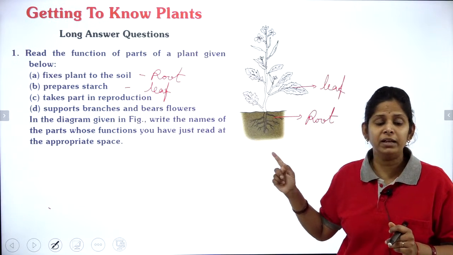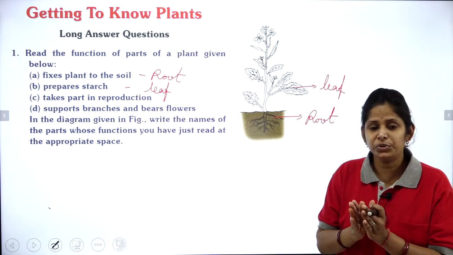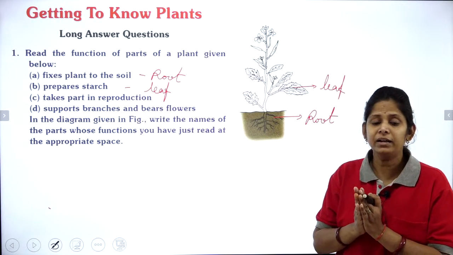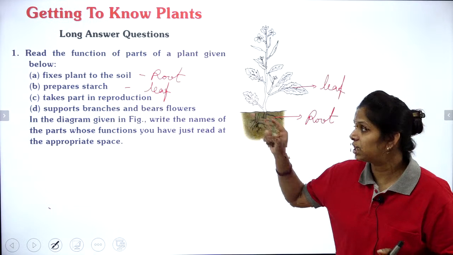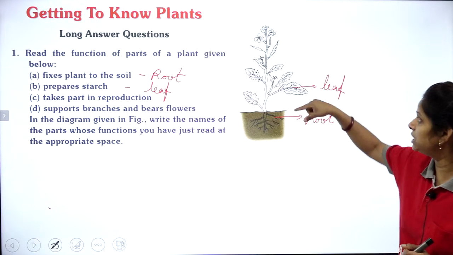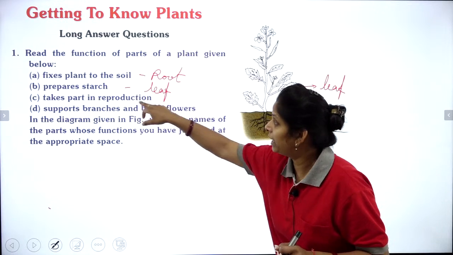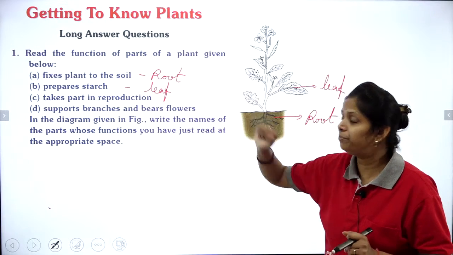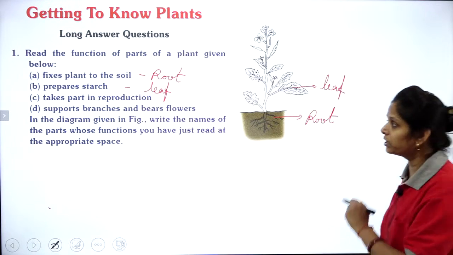Food is prepared in the form of carbohydrate, and the simplest form of carbohydrate is glucose. So food is prepared in the form of glucose. Some part of this is utilized to perform various activities by the plant, and some part of glucose is converted into starch, and it is stored in the stem and leaf part of the plant. Okay. So this is starch. Who prepares starch? Leaf prepares starch.